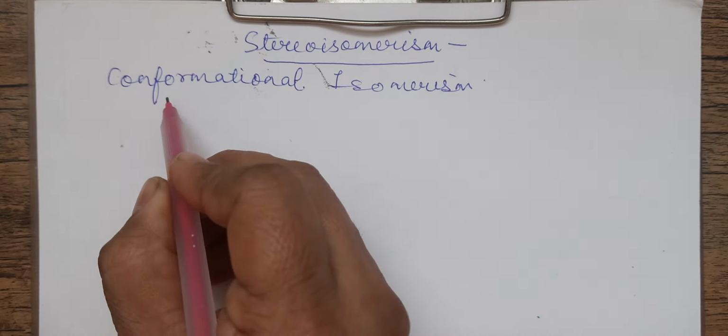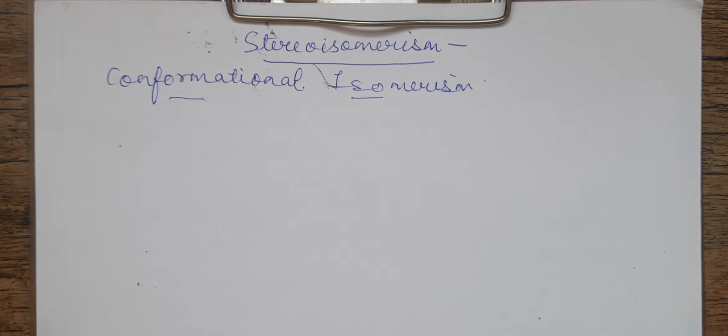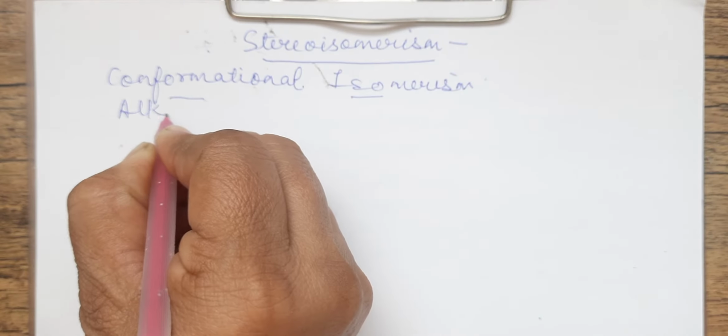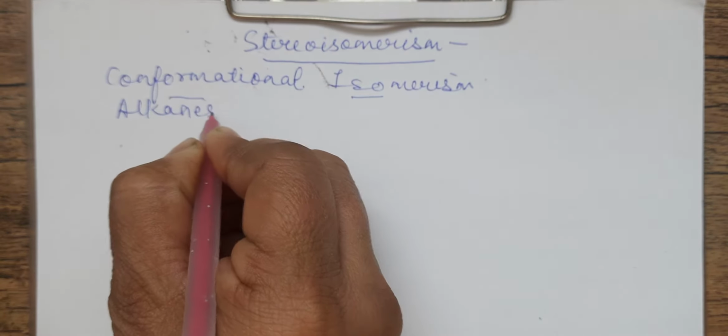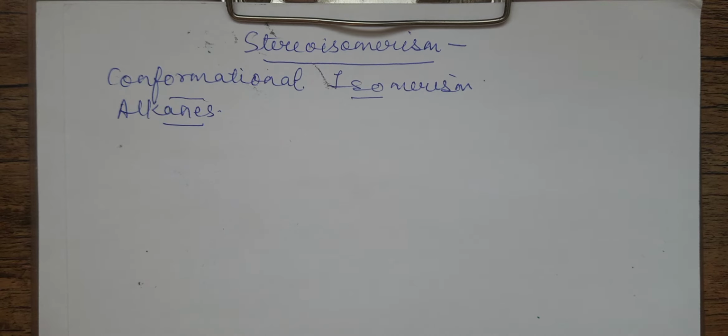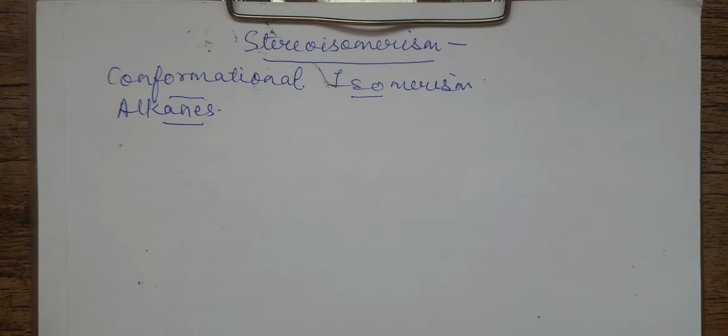Now, what is conformational isomerism? Conformational isomerism is exhibited by alkanes, and the basic requirement for this type of isomerism is the presence of the single bond. Suppose we have to define conformational isomerism: it is the possible arrangements you can have along the single bond.